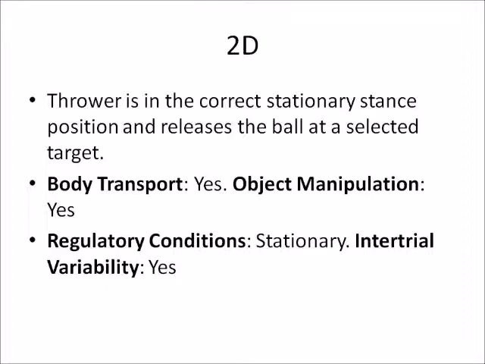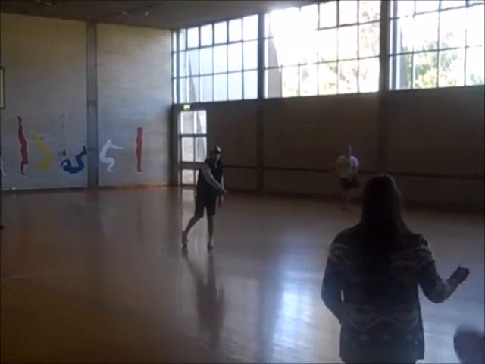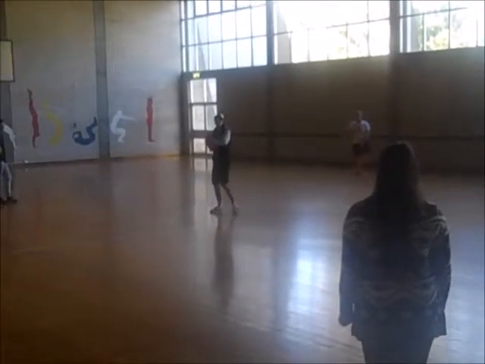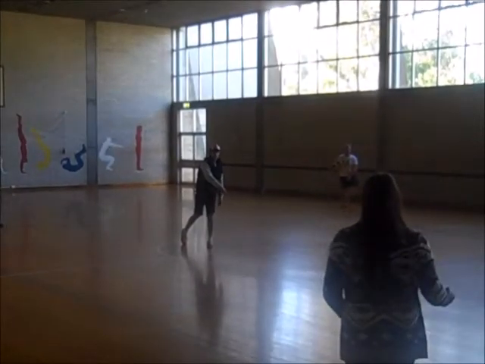The development from 1A to 2D is evident in this video, as we can see that the thrower is now in a side-on position, follows through with their throwing arm, and the front arm is pointing towards the target, compared to a front-on stance, no movement of the front arm, and no emphasis on following through with the throwing arm.